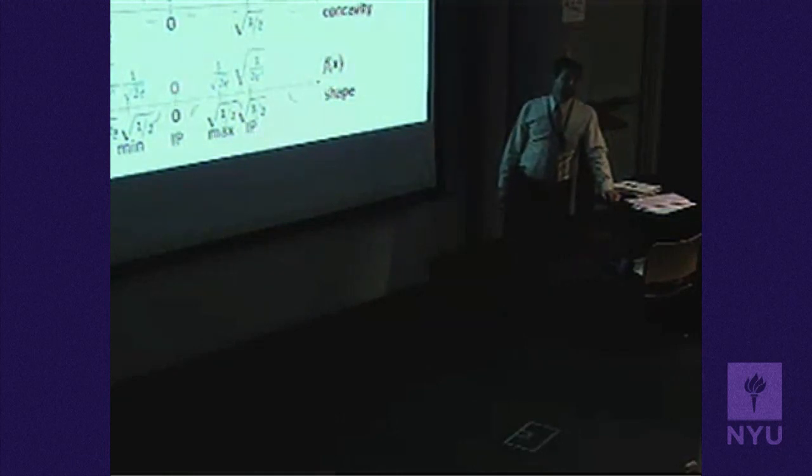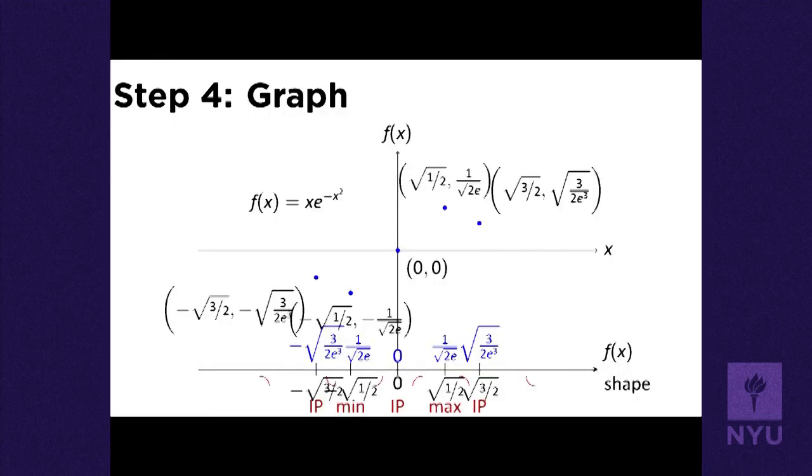Are you ready? Here it is. These are the points here. Negative square root of 3 halves, and the other one, and then these points are all on the graph of the function. We know that it's decreasing and concave down to the first point, decreasing and concave up to the second one, then increasing and concave up, increasing and concave down, decreasing and concave down, decreasing and concave up.